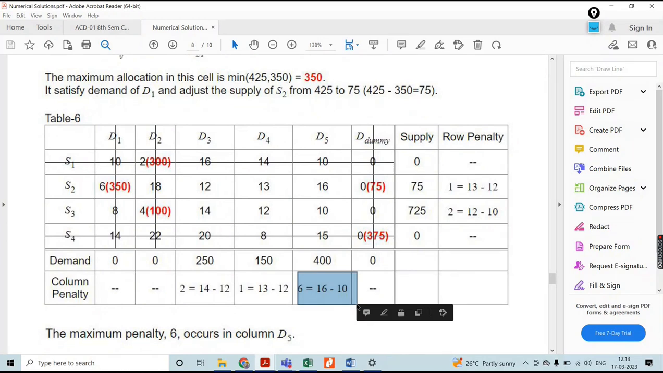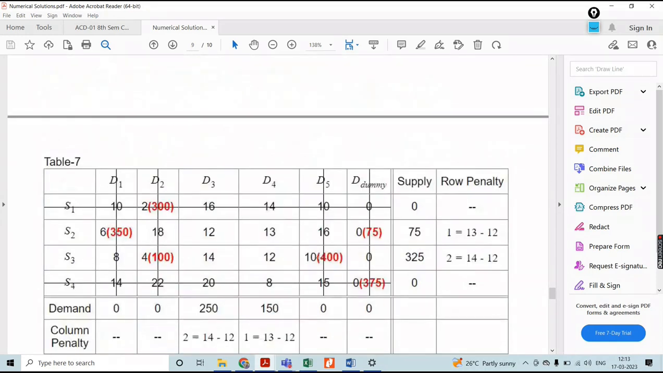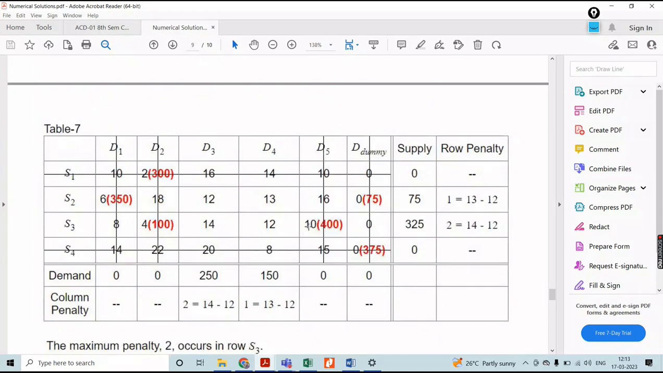Okay, which is the highest value here? 6 is the highest value. For this 6, you have to allocate. Among that, which is the least cost, corresponding to that you have to make your allocation. Here 10 is the least cost. Now this will become 400. You are going to distribute, and the corresponding element will become 0.